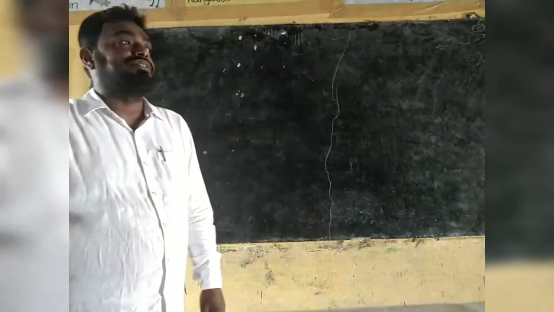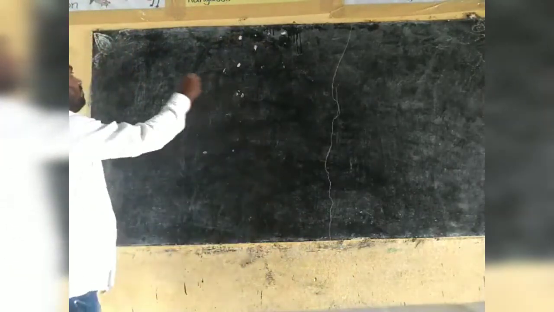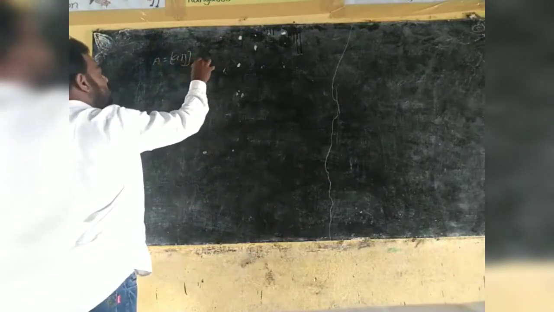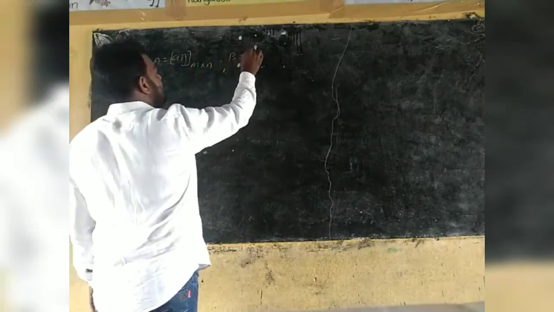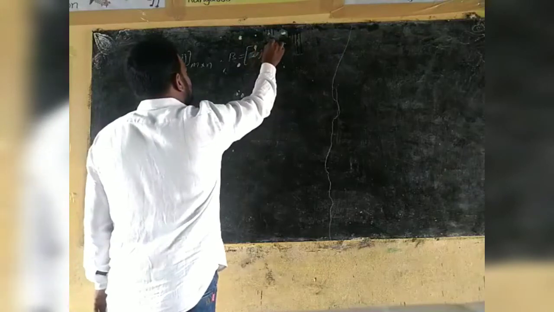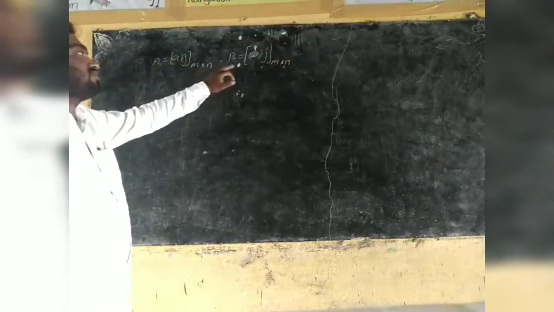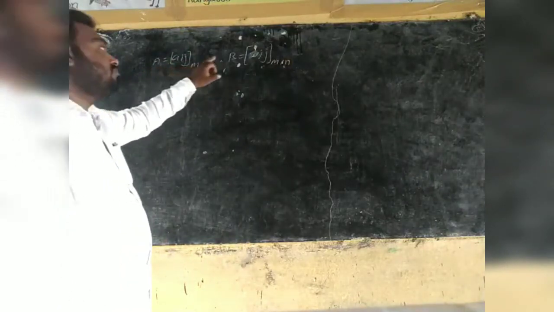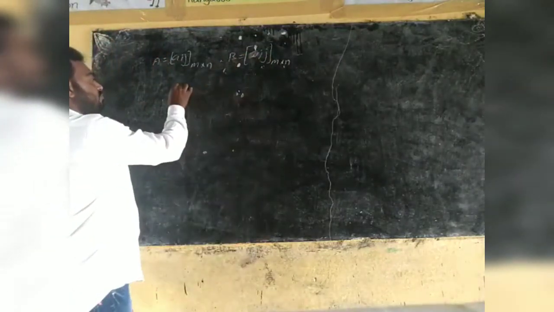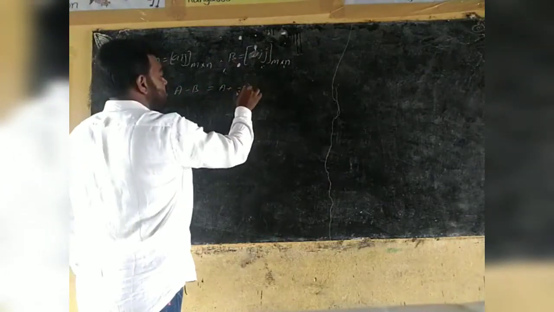Next, differences of the matrices. Now, A is equal to Aij, an M cross N matrix. The difference exists only if the matrices are of the same order. That means two M cross N matrices, A is Aij and B is Bij. The difference of the matrices is denoted by A minus B. This is nothing but A plus minus B.